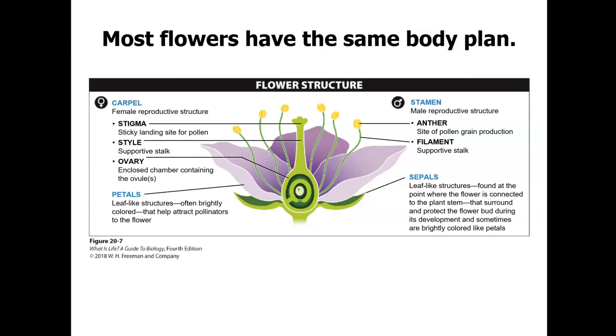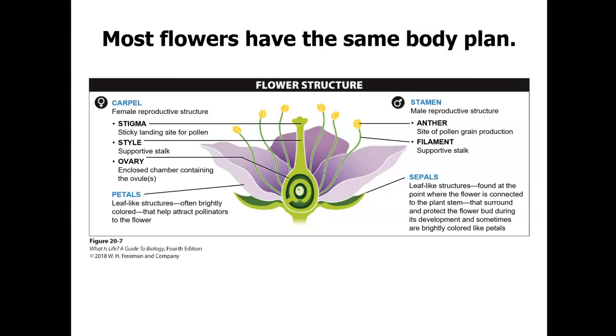Next, you're going to see the petals. These are usually bright colors. If they're not bright colors, then they're not meant to attract certain types of pollinators. Usually, a lot of pollinators like the bright colors. But these are going to be your leaf-like structures, often brightly colored, like we said, that help attract certain types of pollinators.